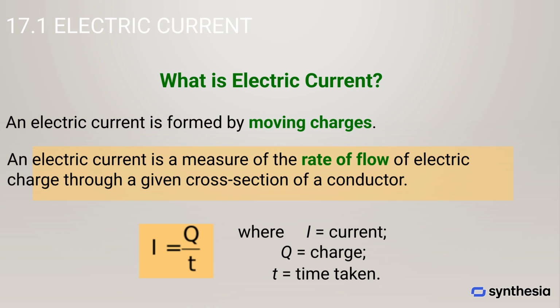An electric current is formed by moving charges. It is a measure of the rate of flow of electric charge through a given cross-section of a conductor. Current equals charge divided by time.